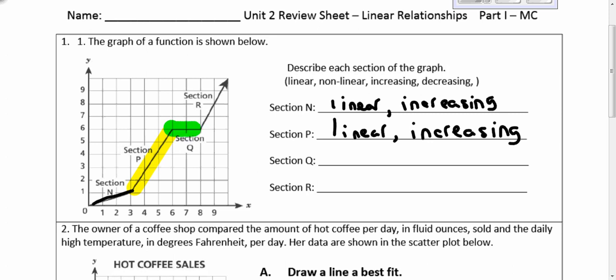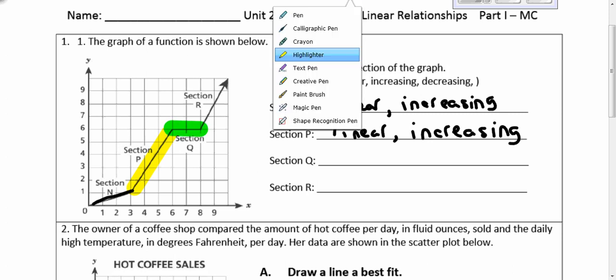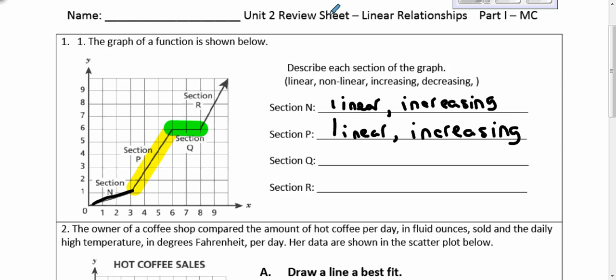Q is this section here, and that is linear. And it's not increasing or decreasing. The slope is 0.